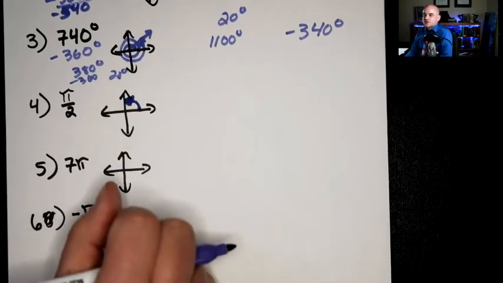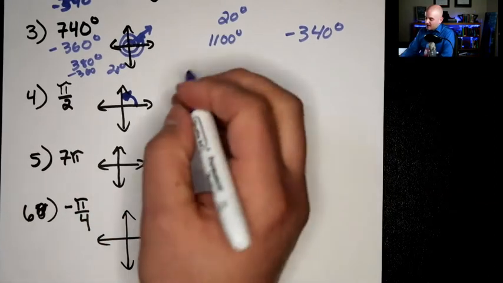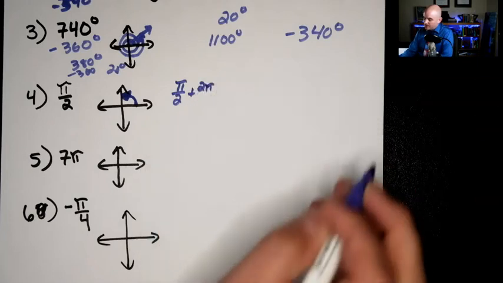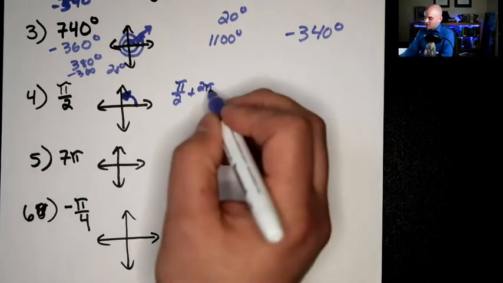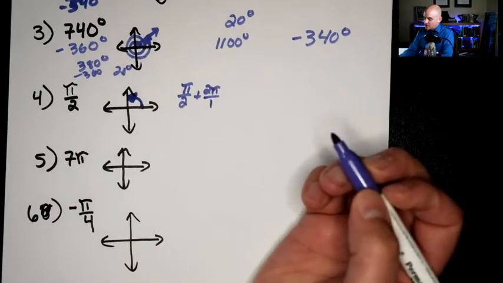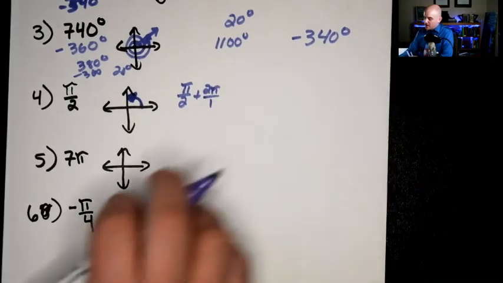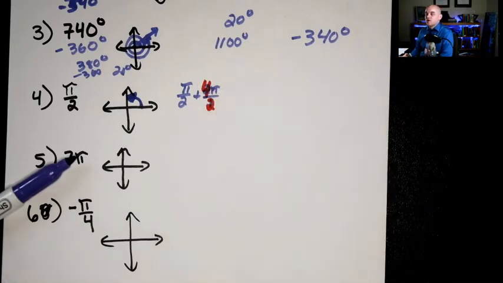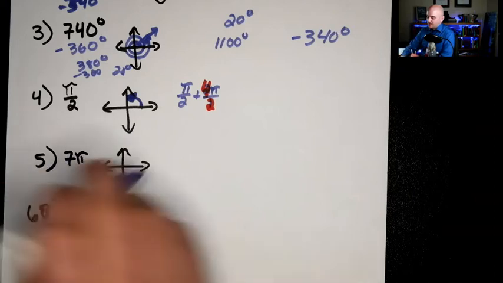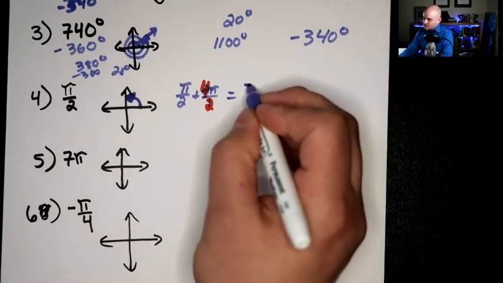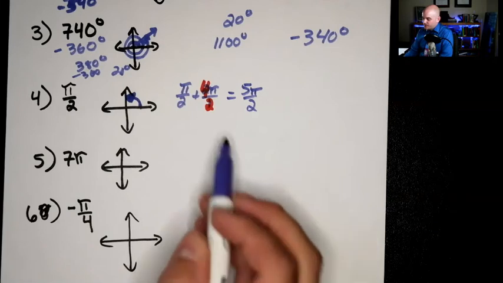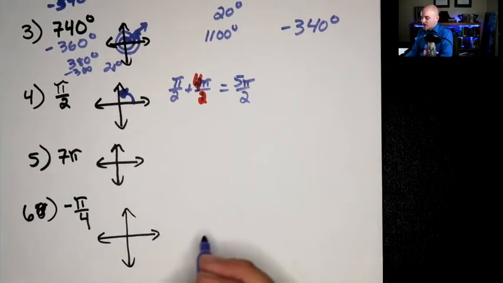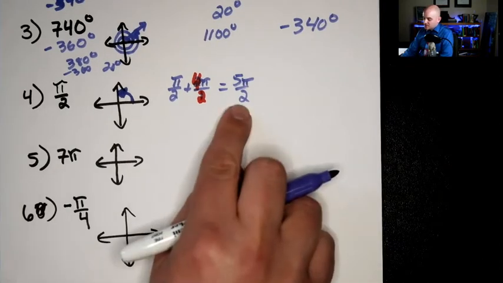So here's pi over 2. I want to know a coterminal angle with that. So I'm going to say a coterminal angle is going to be pi over 2 plus 2 pi. So I'm going to do a little fractional work here. I'm going to change this 2 pi. Right now it's over 1. 2 pi is the same thing as 4 pi over 2. I'm multiplying the top and the bottom there by 2 so I can add them. They've got to have the same denominator, right? And so this gives me 5 pi over 2. Pi over 2 plus a full circle, which is 4 pi over 2, gives me 5 pi over 2. There's my positive coterminal angle.